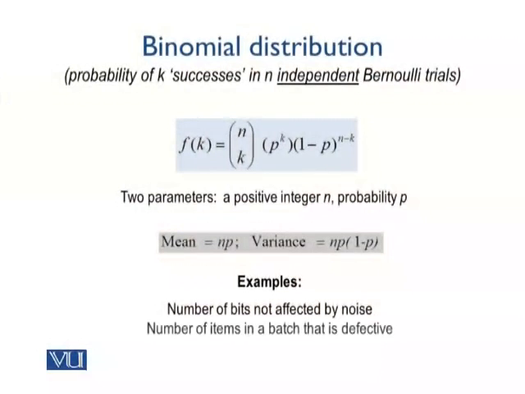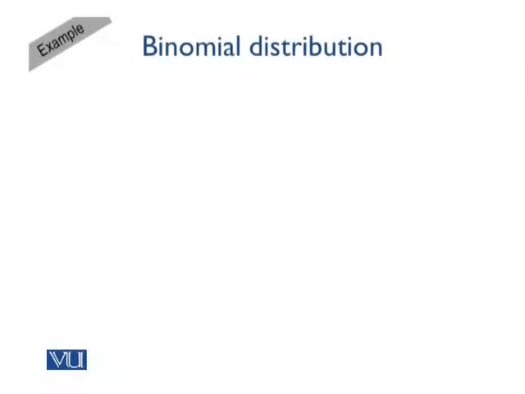Another example is the number of items in a batch which has a certain characteristic. This has two possible outcomes because the item may have that characteristic or it may not have that characteristic. And because we're interested in the number of items, this would correspond to a binomial distribution. Let's now do an example to illustrate how the binomial distribution works in practice.